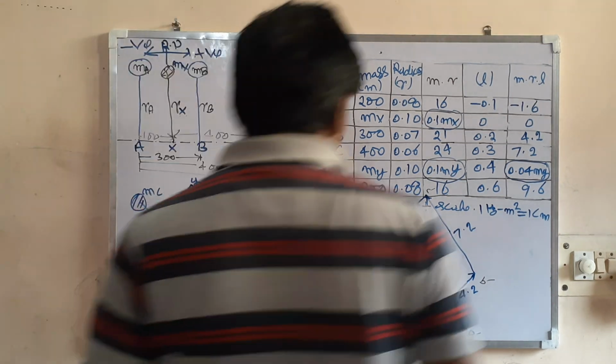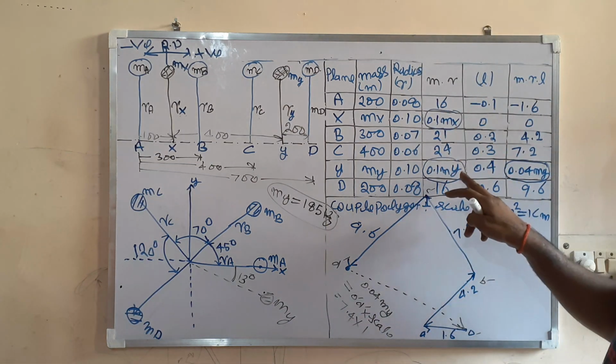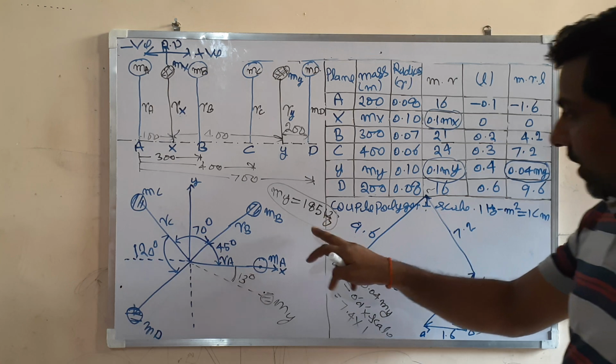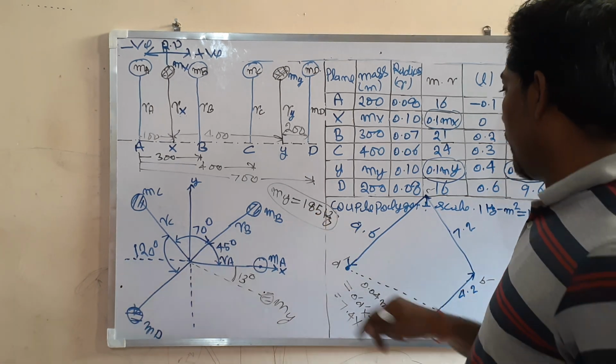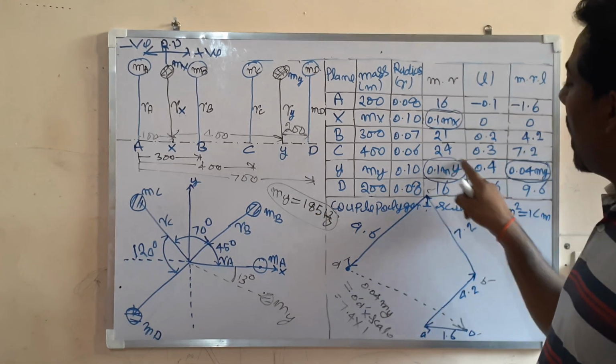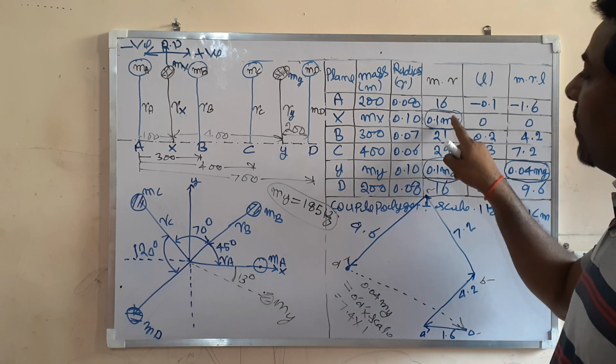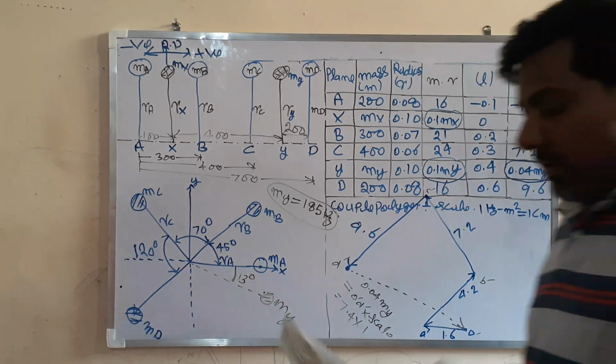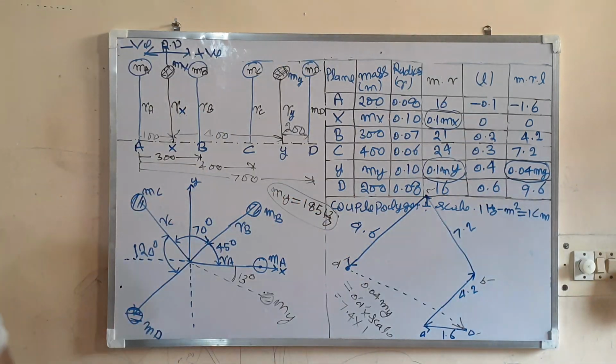Now, out of these two, one is known. My is equal to 185 kilogram. Now you put the value of my is equal to 185 kilogram here. Then that becomes known. So only one will be unknown, which can be found out by the force polygon. Now let us draw the force polygon.